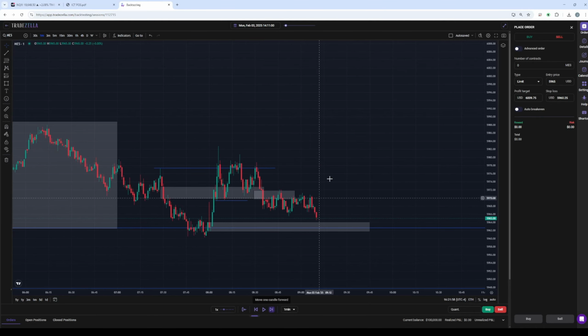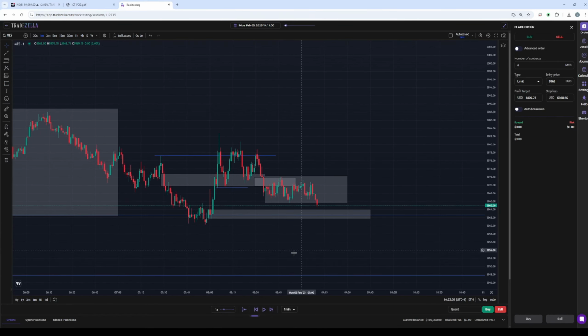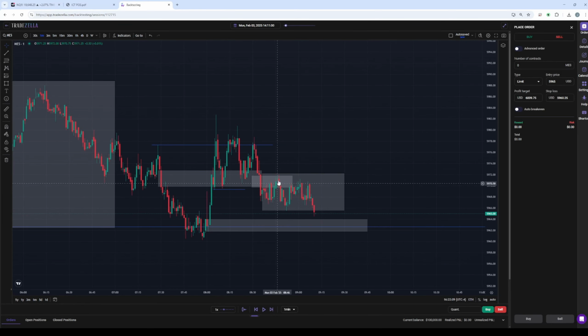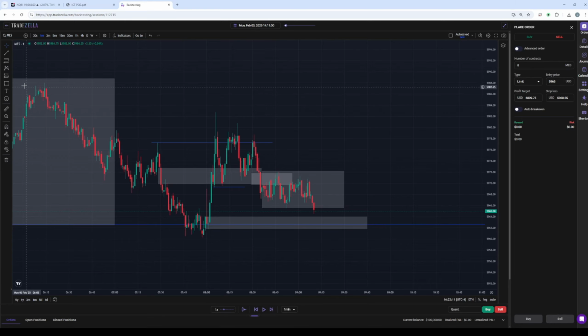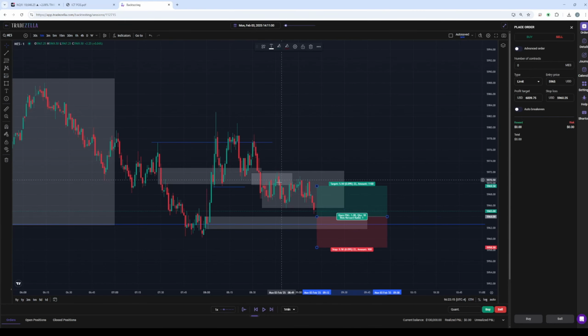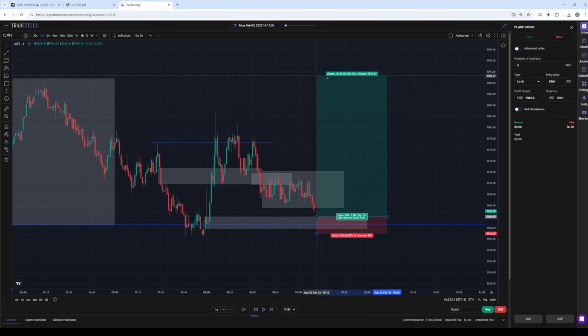Playing this out. See, we're accumulating again here. Look, guys, this is our accumulation. This is our manipulation into an order block, right? We never inverse this fair value gap, so we couldn't get in there. So we've built up this accumulation here. We've manipulated into this order block. So let's look to go long here.